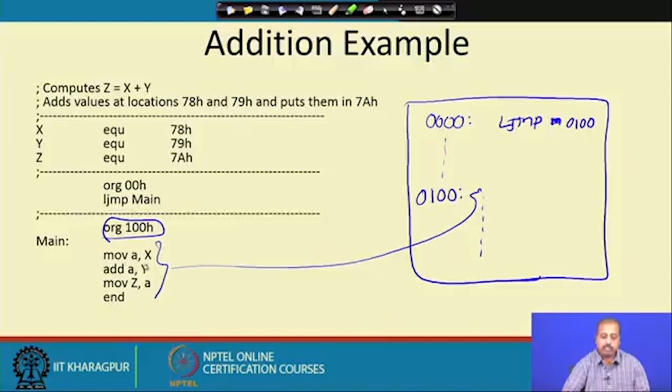So, what are we doing here? First we move the content of x, MOV A, 78 hex, so the content of memory location 78 comes to A. Then ADD A, y, so the content of memory location 79 will be added to A. Then MOV z, A, so the content of the accumulator will be saved into memory location 7A hex. This way the program will be executed and do the addition.